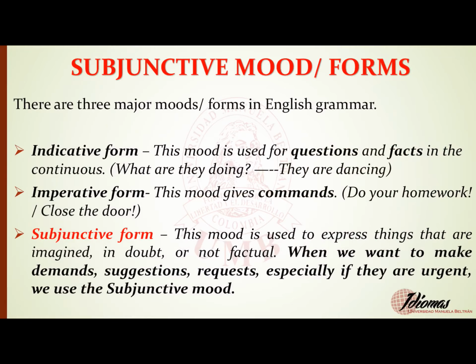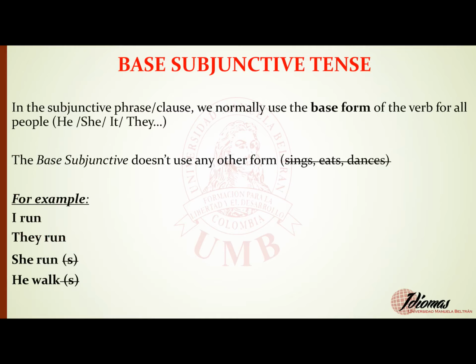The subjunctive mood, however, focuses mostly on things imagined, wishes, doubts, things that are not factual, not in real time. When we want to make demands, suggestions, requests, especially if they're urgent, we use the subjunctive mood. Now, let's take a look at one type of subjunctive mood. It is called the base form, the base subjunctive tense.